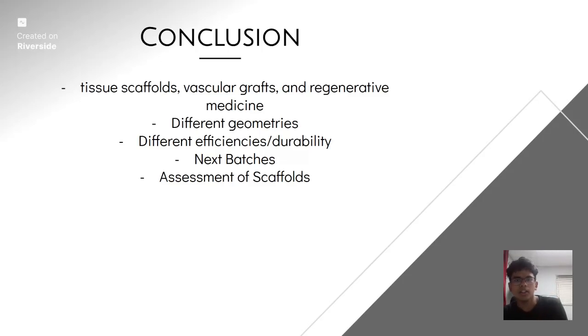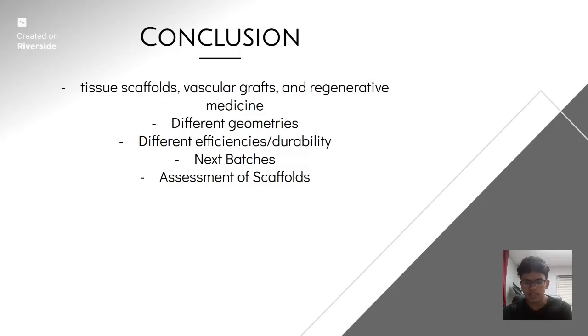Tissue scaffolds and the structures we made can be used as vascular grafts and can be used for surgeries and regenerative medicine. We tested different plants, which showed different geometries, and each plant has different efficiencies and durability. For example, you saw how kale and spinach were more efficient than parsley, and parsley was less durable too. So that could show how parsley is maybe not the right fit for such a vascular graft.